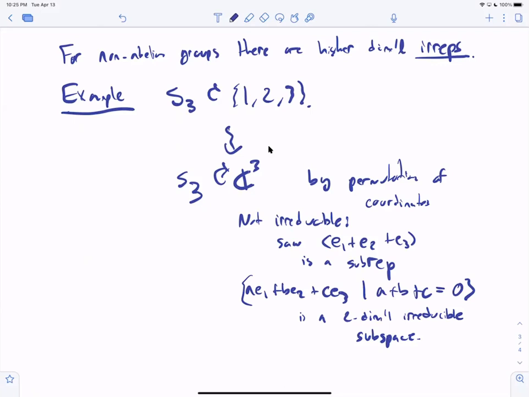And this is not unusual. This is what you expect. For non-abelian groups, and this is actually a characterization of non-abelian groups, a finite non-abelian group always has an irreducible representation of dimension larger than 1.